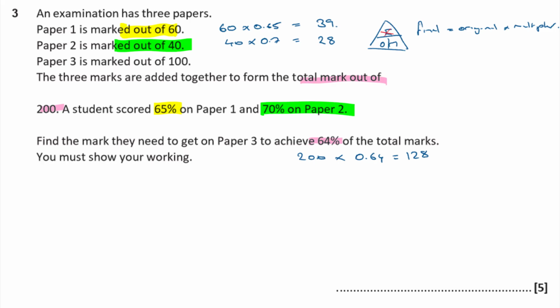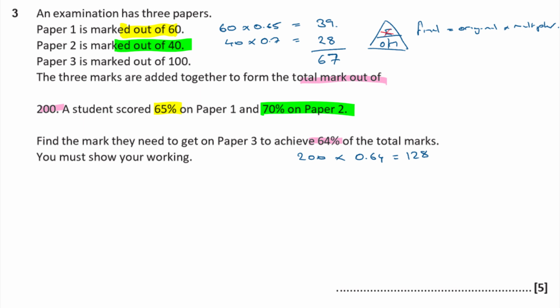So what has he got so far? He's got 39 and 28 so far, so 39 plus 28, that comes to 67. So he's got 67 marks already. Okay, now to get 64% overall, he needs 128 marks.